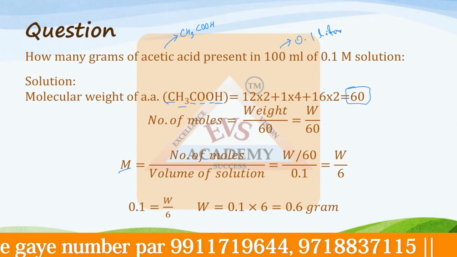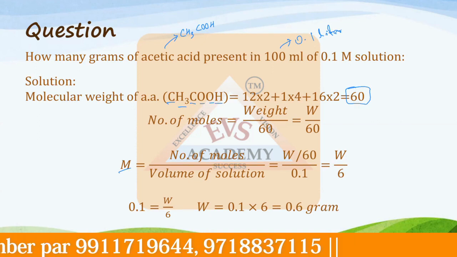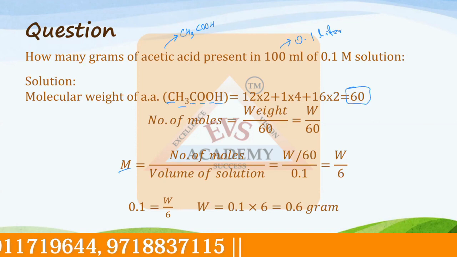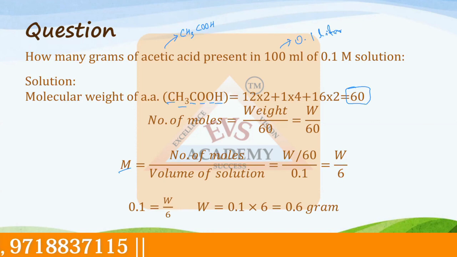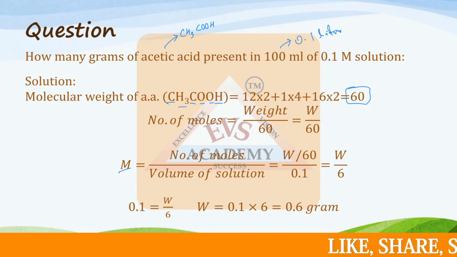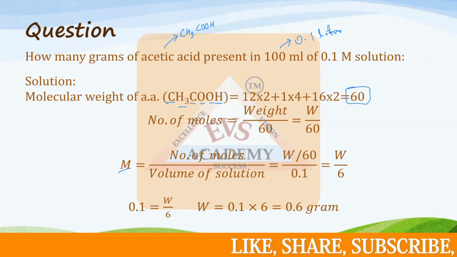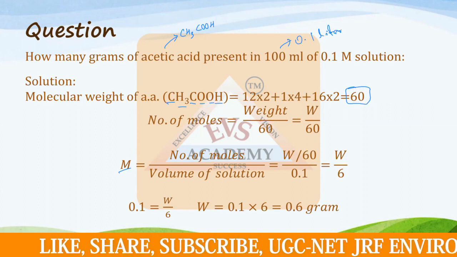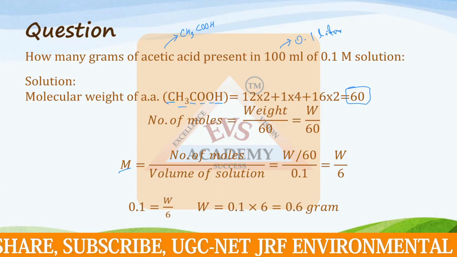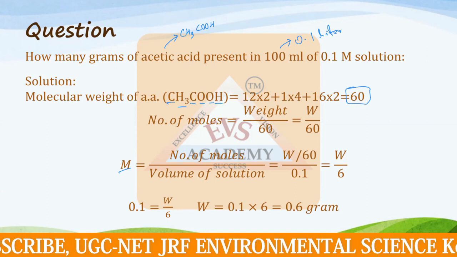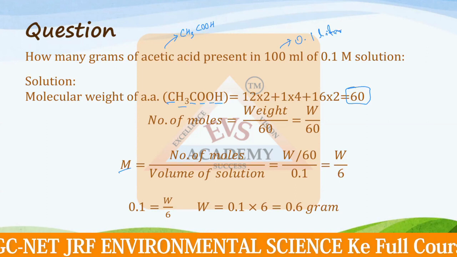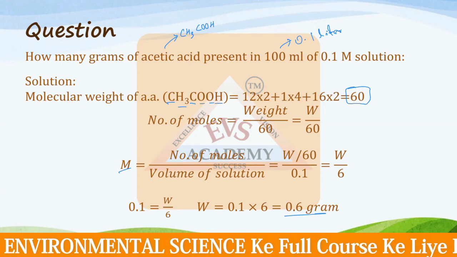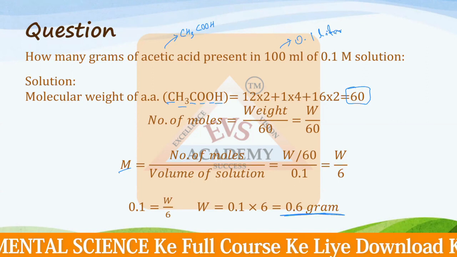So 0.1 liter, and in here this would be 60 multiplied by 0.1, that is W divided by 6 only. Now put the value of molarity here, that is 0.1 is equal to W divided by 6. W would be 6 multiplied by 0.1. So the weight of the acetic acid that is present in 100 ml of 0.1 molar solution, that is how much? That is 0.6 gram only.